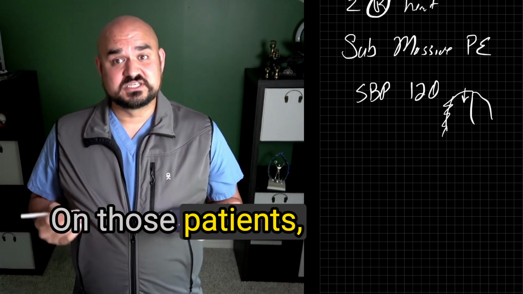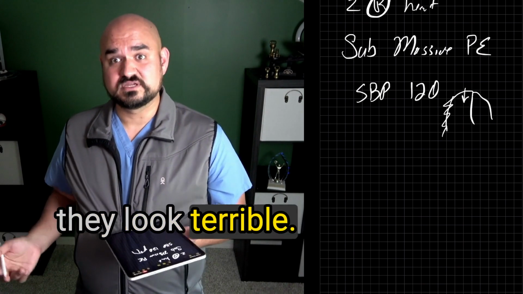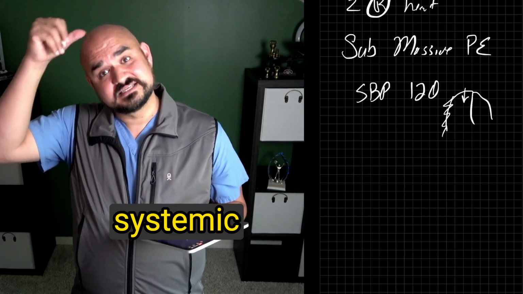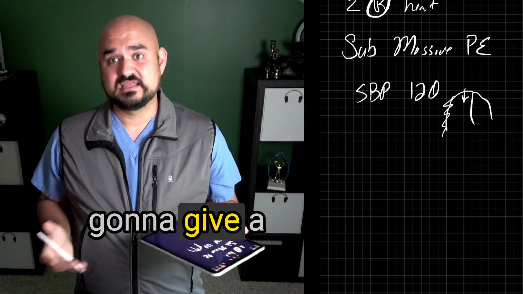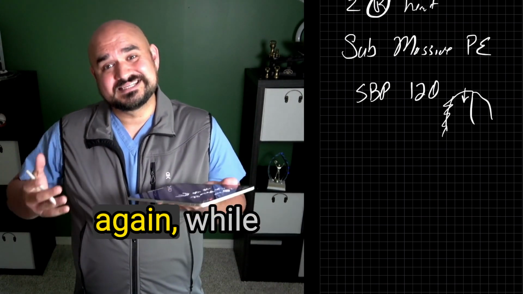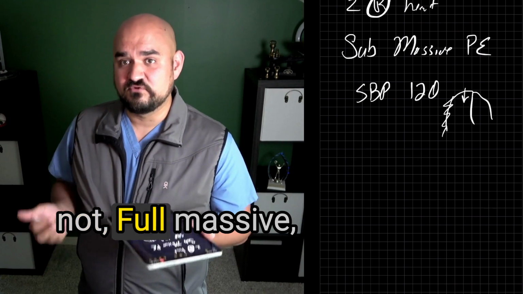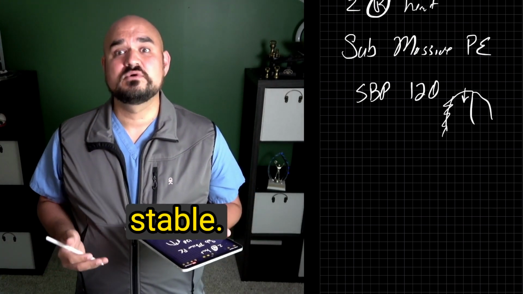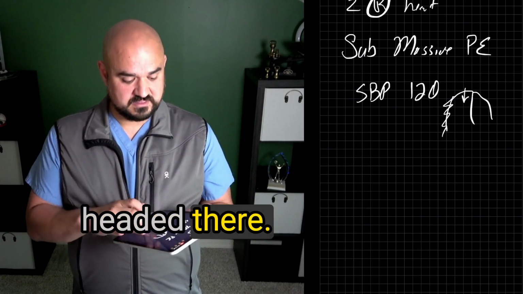On those patients, they're technically submassive, but they look terrible. I'm probably going to give systemic thrombolysis. I'm probably going to give a full dose of thrombolytics to this patient to try to break up that clot. Because again, while technically they're not full massive because they're hemodynamically stable, they look bad. I'm concerned they're headed there.